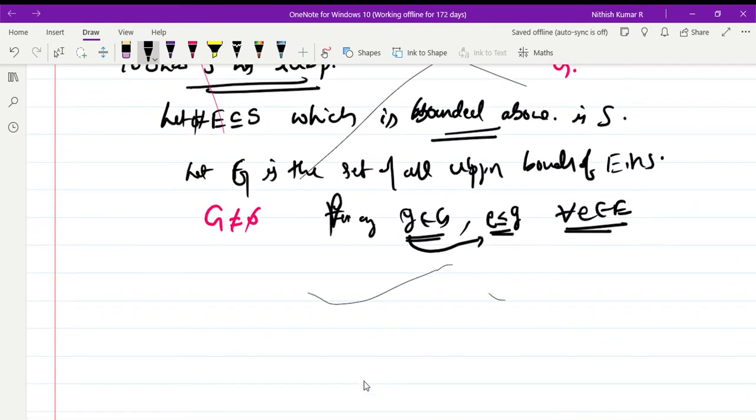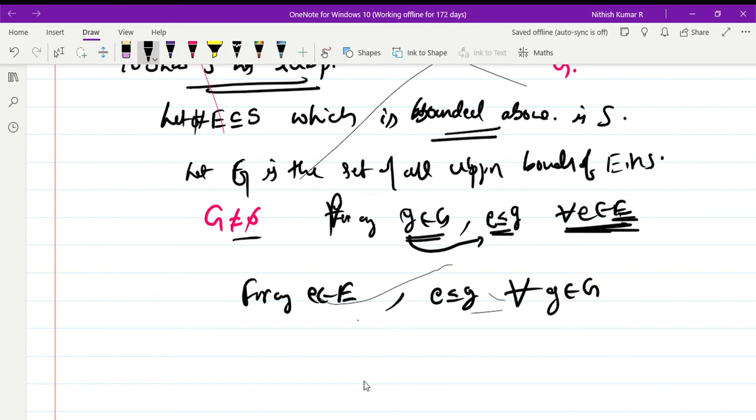Now for a particular element, if I take any element of G, it is an upper bound of E. Now by fixing this element of E, we get that e is less than or equal to g for any e belongs to E, for all g belongs to G. This implies every element of E is a lower bound of G.